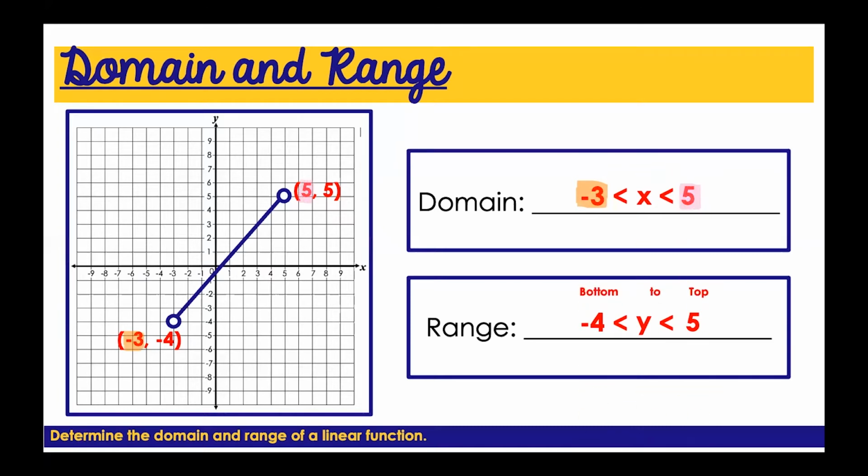Now let's check the range. Range, we're looking at the y coordinate because range is represented by y. So my bottommost point, the y coordinate should be -4, and it is. And then the y coordinate of the topmost point should be 5, and it is. So my answer checks out.